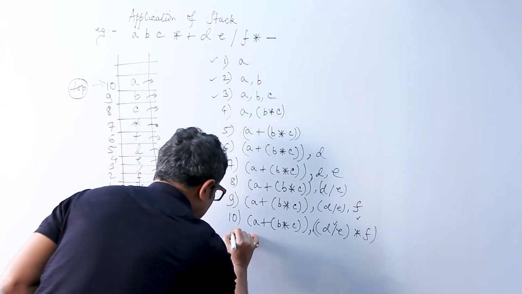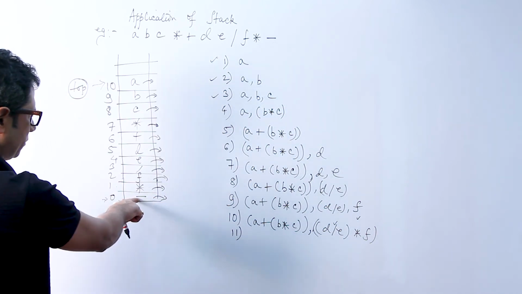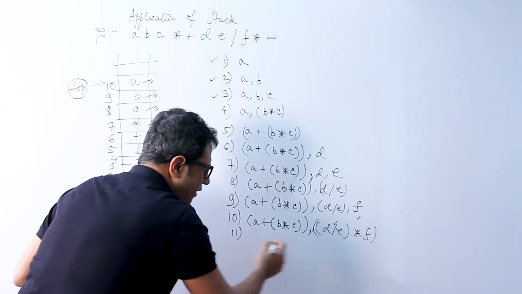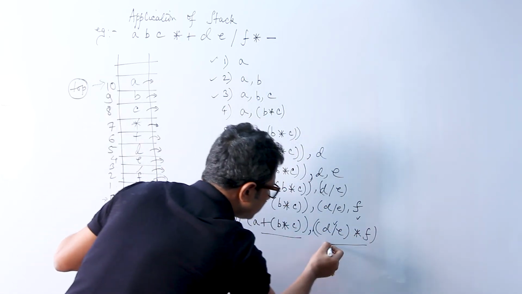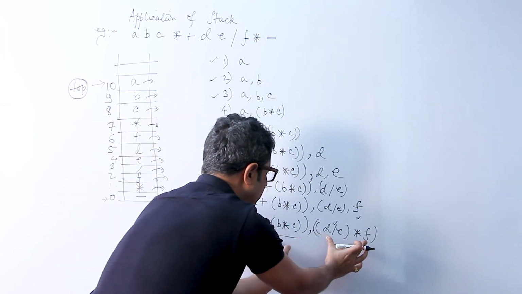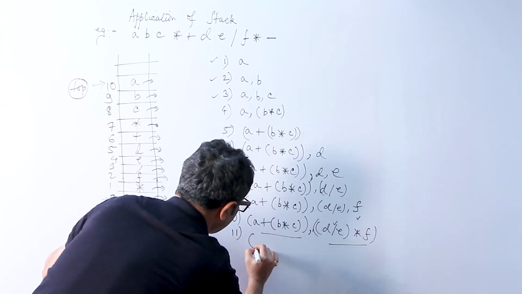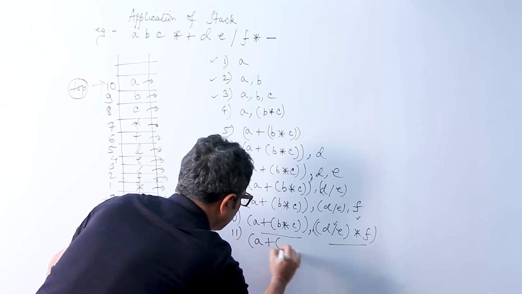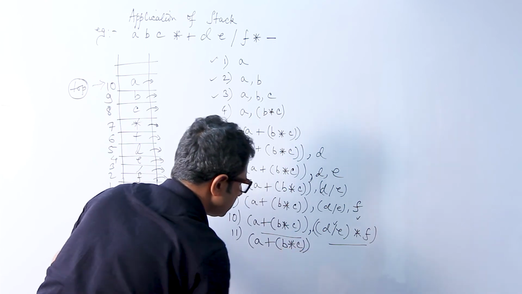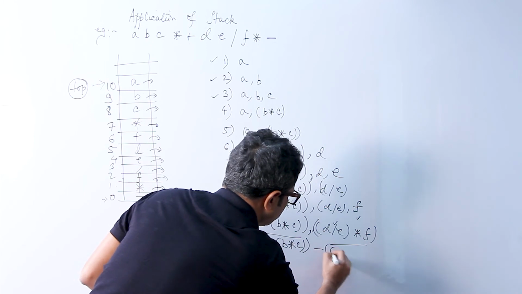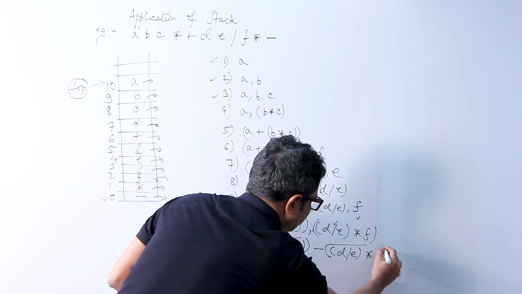And in step number 11, we are going to take this minus. So this is the last operator, and we have to perform this minus operation between the two elements we are now left with on the stack. So ultimately it becomes: A plus B star C in parentheses, then minus, then D slash E star F in parentheses.